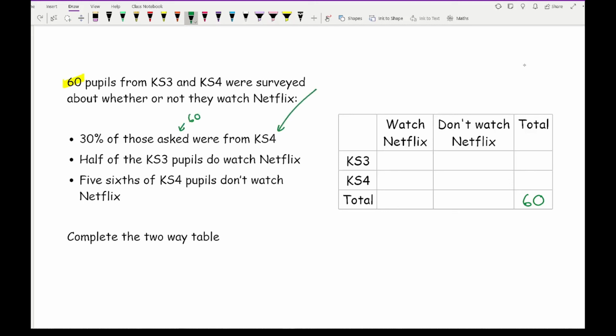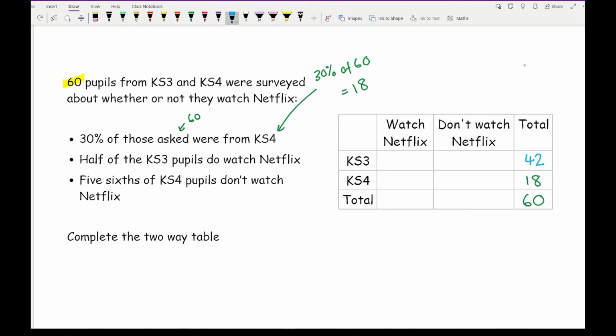So what we need to do is work out what 30% of 60 is. And that's going to be 60 divided by 10 times 3, which is going to give me 18. So that means that 18 students were asked in Key Stage 4. Now from that, I can work out how many total students there were in Key Stage 3 by doing 18 take away from 60 rather, and that's going to give me an answer of 42.